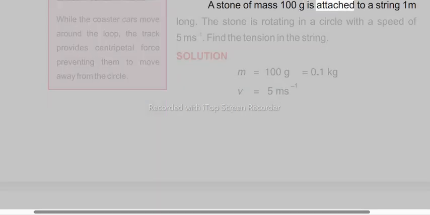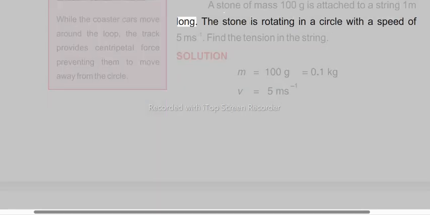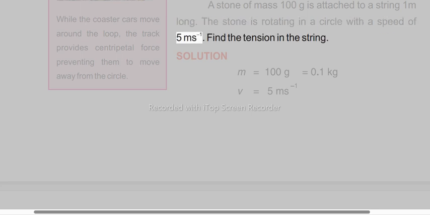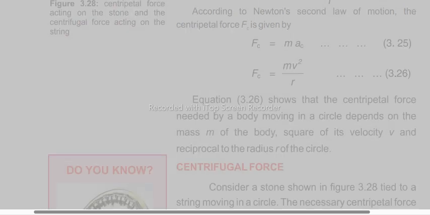Example 3.8. A stone of mass 100 g is attached to a string 1 m long. The stone is rotating in a circle with a speed of 15 m/s. Find the tension in the string. Solution. Figure 3.28, centripetal force acting on the stone and the centrifugal force acting on the string.